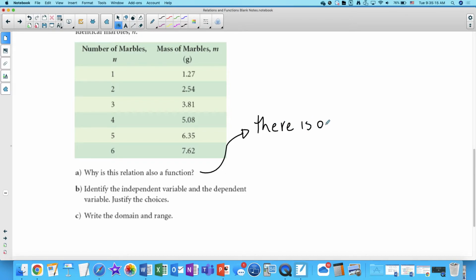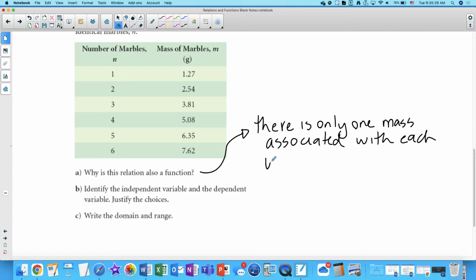There's only one mass associated with each unique number of marbles.